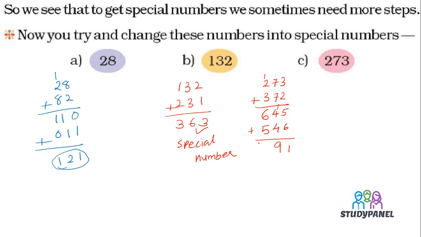6 plus 5 is 11. Is this a special number? No. Again we will reverse it, 1 1. Then we will go further, we will add these two. So now what answer will we get? 2. 9 plus 1, carry 1. This is 1 and this is 3. So this came. Is this a special number?